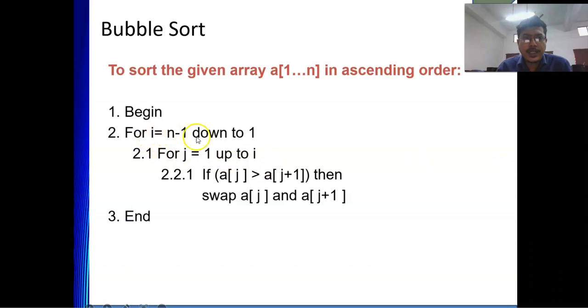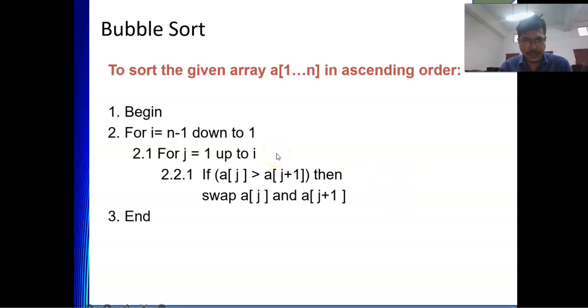Then the next outer loop will start again. In this particular loop again we'll move the second largest element to the end. This way we'll continue till we get the smallest element in the first position.